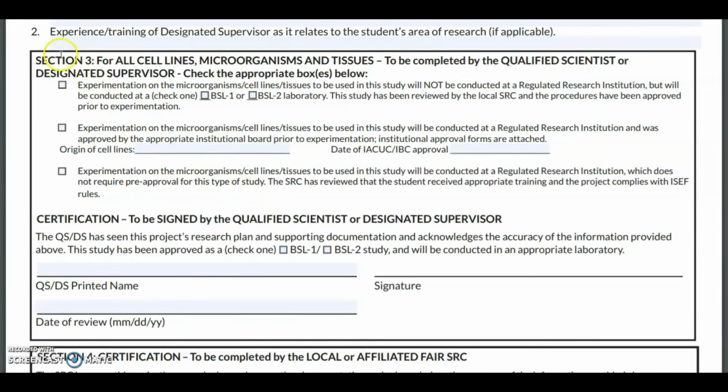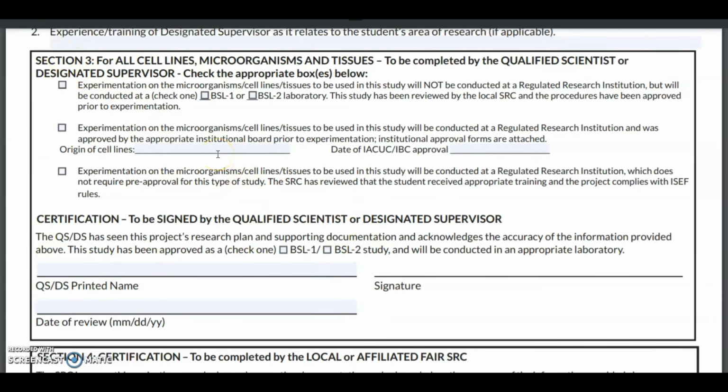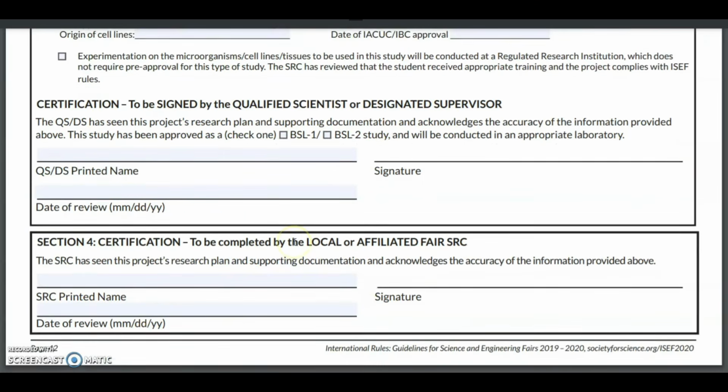Section 3, as written inside the box, is for all cell lines, microorganisms, and tissues, to be completed by the qualified scientist or the designated supervisor. There's also a certification here, again to be signed by the qualified scientist and the designated supervisor.